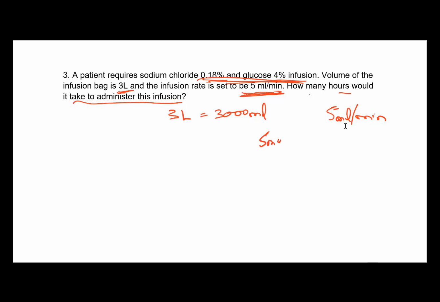5 mils in 1 minute, so 3000 mils will be 1 divided by 5 times 3000, which is 600 minutes. So 3000 mils will be given in 600 minutes. But the question is asking about how many hours, so we have to convert 600 minutes into hours. That would be 600 divided by 60, which is 10 hours.